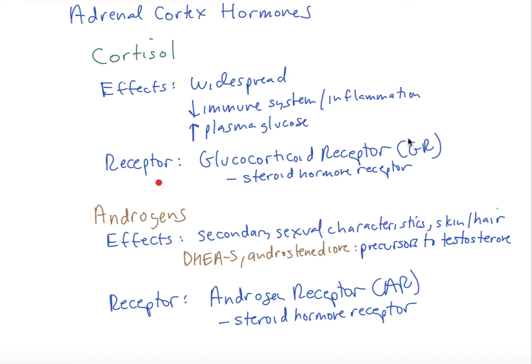In fact, the receptor for cortisol is called the glucocorticoid receptor, or GR. This is a steroid hormone receptor and exerts its effects primarily through the nucleus, and those genomic effects are responsible for not only these 2 effects that are shown here, but all of the other effects that we won't have time to go into here. The androgens, or we call them adrenal androgens, their effects are a little more limited. They're limited to secondary sexual characteristics, so they're important in sexual development. And there's also some effects on the skin and the hair as well.